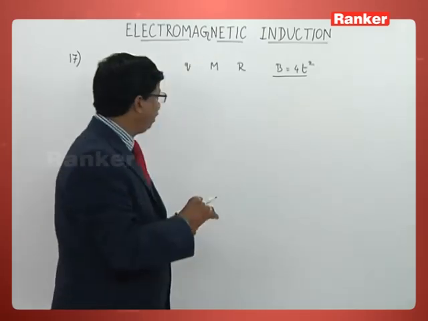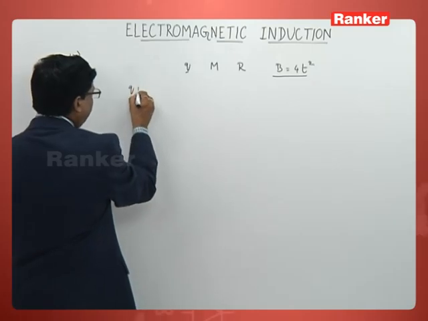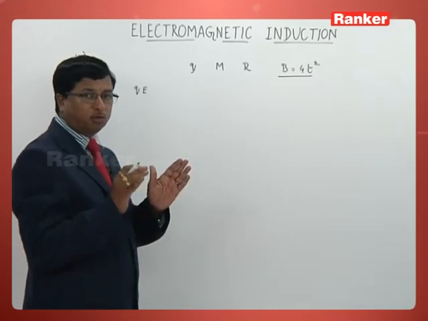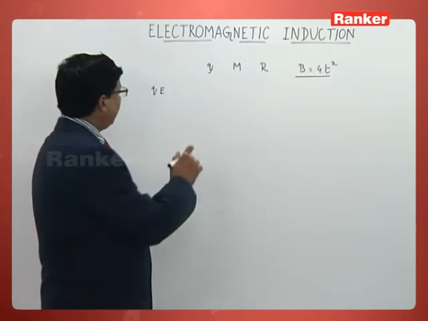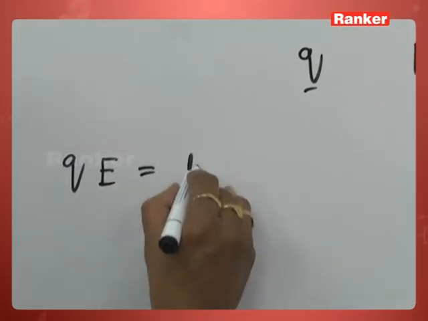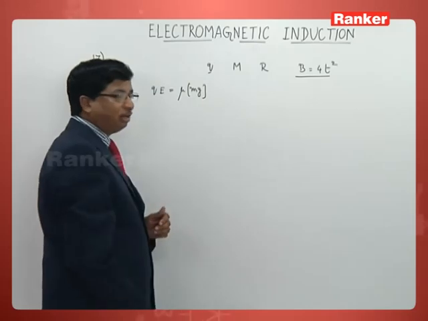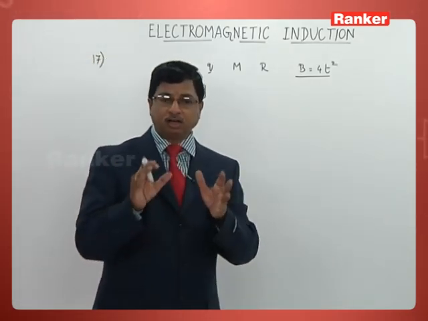So what should I write now? Since Q being the charge, QE, where E is the electric field, will be the force due to electric field acting on the ring. That now should be equal to mu times mg, which is nothing other than the force of friction that is acting on the body.